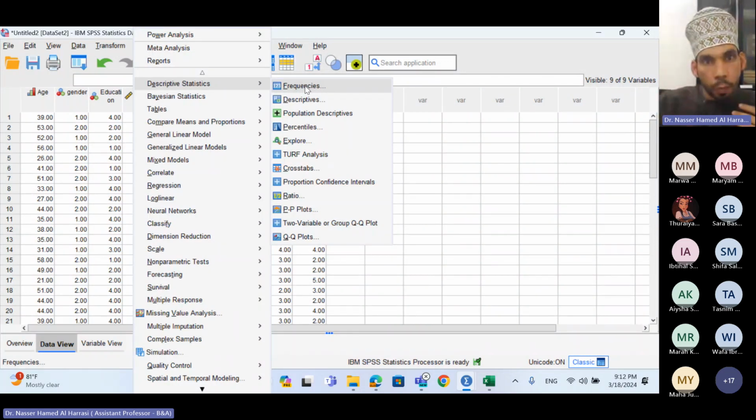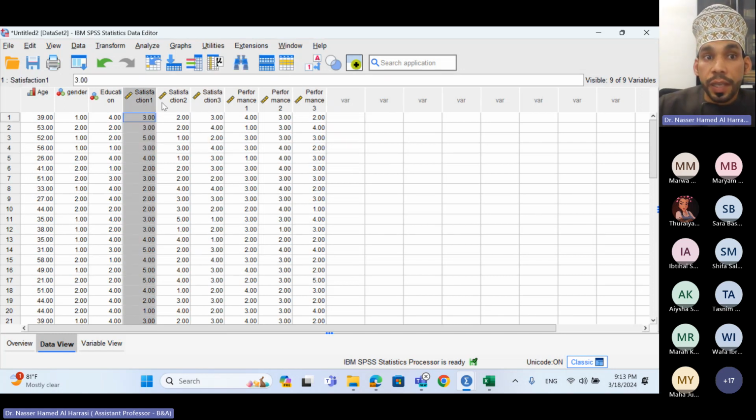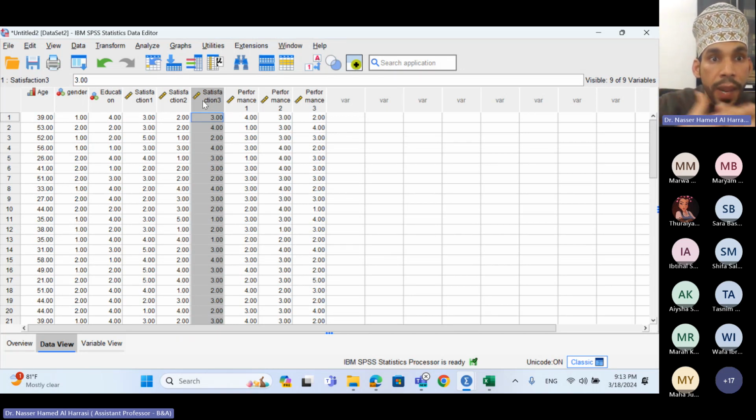Who is performing more, or who is satisfied more and less? Let us start with the first steps. The first thing that we have is satisfaction. How many questions? We have 3 questions, all of which lead to the satisfaction. So first of all, we need to merge the mean of the 3 items related to satisfaction.